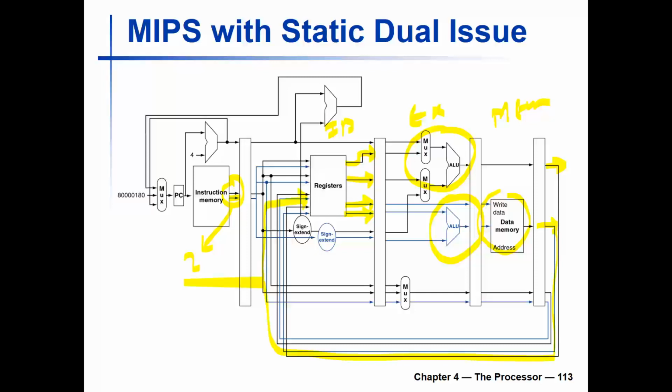So I have to be able to write two registers. So fundamental changes for the register file, and I have to accommodate all of this. Also, the sign extension I'll have to do for two instructions. One sign extension for the ALU and the other sign extension for the address calculation ALU. So this is what I need to update my hardware to allow static dual issue computation.